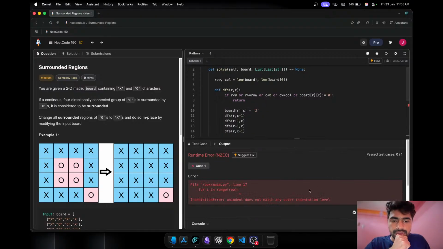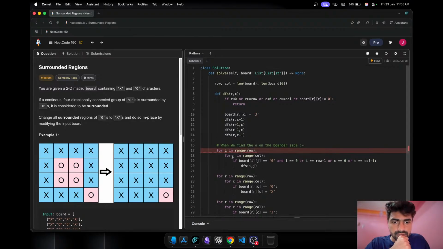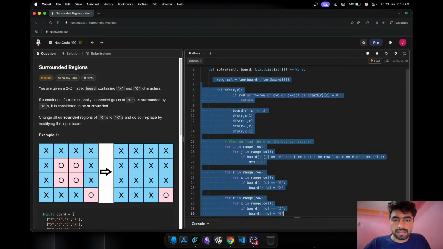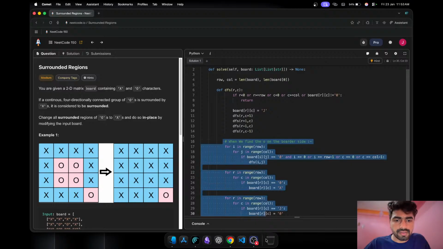Let's run it. Indentation error. Where is the indentation error? Okay. I don't want this in the loop.